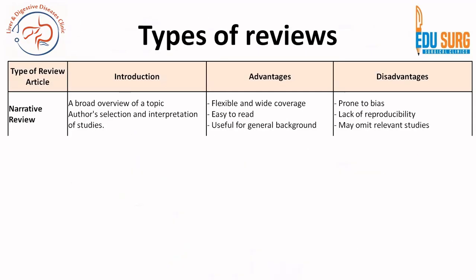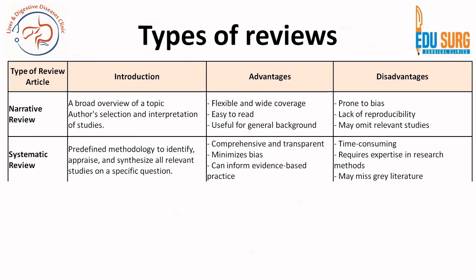So types of review, a very basic type is known as a narrative review. Like we have an article on gastroduodenal artery, that is a narrative review, or the article on first jejunal vein, again a narrative review. It's a broad overview of topic where you will select and interpret studies based on the author's preference. The advantage is that it is flexible with wide coverage and it's useful for general background topic like understanding gastroduodenal artery and its variations. But it is prone to bias, there is lack of reproducibility, and it may omit relevant studies.